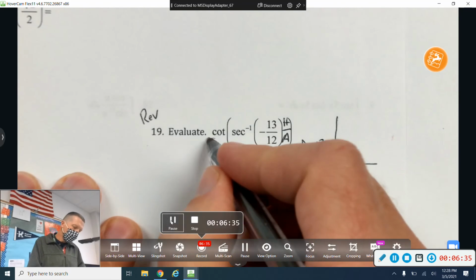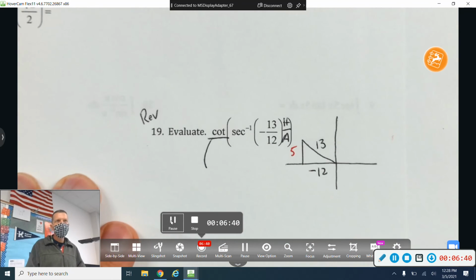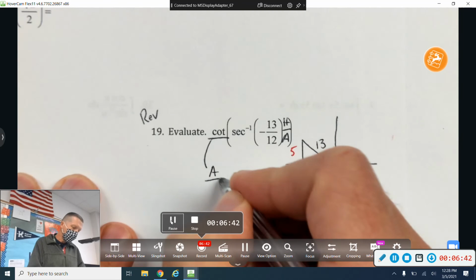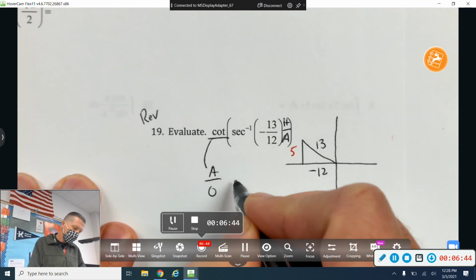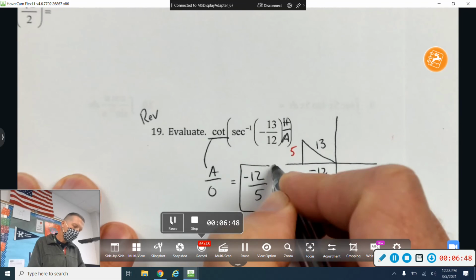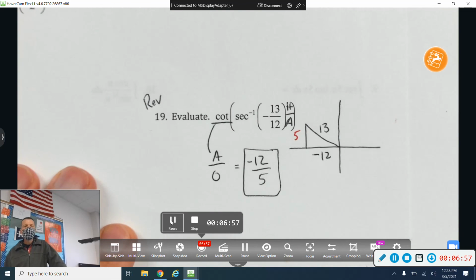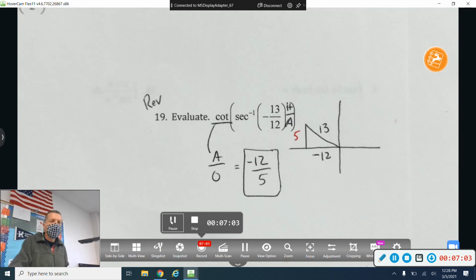And then cotangent is, let's see, tangent is opposite over adjacent. So cotangent is adjacent over opposite. So negative 12/5 is the answer. A lot easier than I thought. I know, it's easier than you thought, but if you didn't know how to do it, then you'd be stuck.